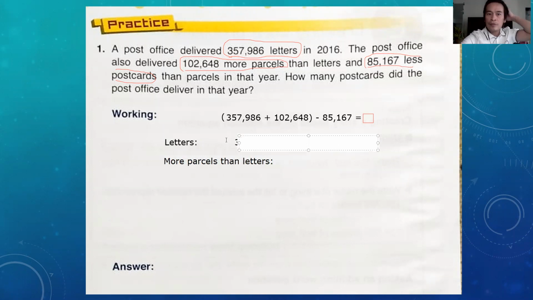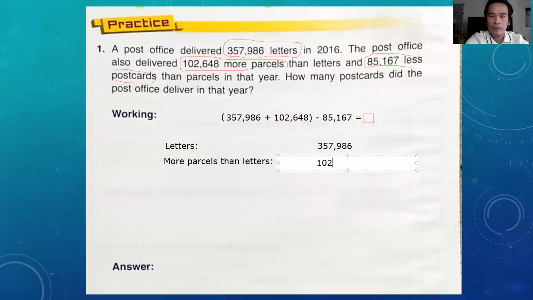Okay, wait a minute. I'm going to delete this one. Letters, then move a little bit so that they are properly aligned. 3, 5, 7, 9, 8, 6. Okay, and then more parcels than letters. It's 102,648. So you notice that it's not a sentence, it doesn't have a full stop, but we have colon. We can use this method if you want. You have to copy what I'm writing right now.